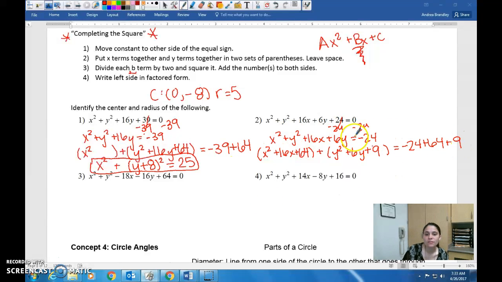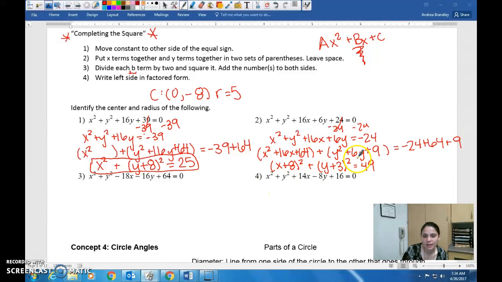So now both of these can be factored. Two numbers that multiply to 64 and add to 16 is 8. So I have x plus 8 squared. And then two numbers that multiply to 9 and add to 6 is 3 and 3. So I have y plus 3 squared. And then if I go ahead and simplify, negative 24 plus 64 plus 9, I'm left with 49. So this is equal to 49.